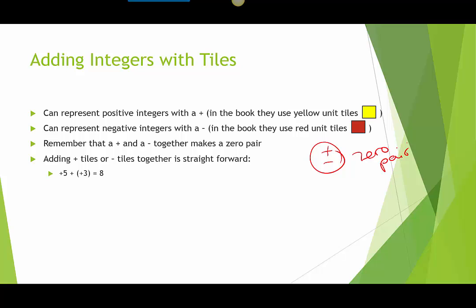So adding either positive or negative tiles together is very straightforward. If we take this plus 5 and we have 5 pluses, and we add 3 pluses, we're going to end up with a positive 8. So this is going to be 8 positives. If we look at a negative 5 and we add a negative 3, we're just adding 5 negatives, add 3 more negatives, and we have negative 8. So adding these two together when they're the same is very, very straightforward.